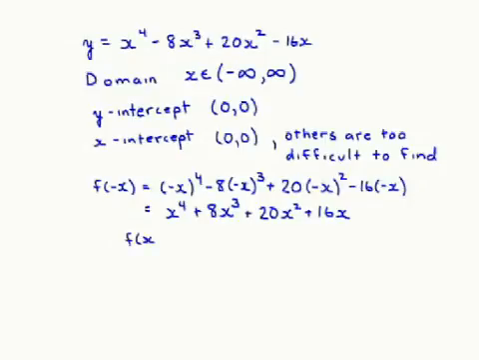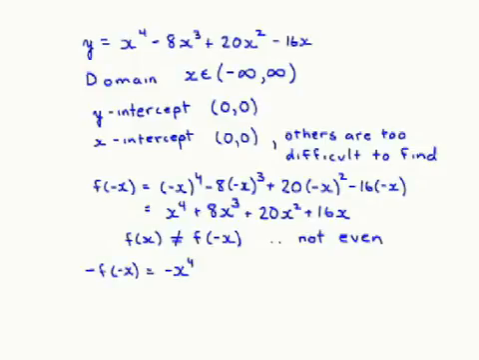So since f of x does not equal f of negative x, it is not even. Well, then we have to check if it's odd. To be odd, f of x has to equal negative f of negative x. So I merely take the answer for f of negative x that I previously worked out and multiply everything by negative 1 so that I obtain negative f of negative x. And I find that negative f of negative x is equal to negative x to the 4 minus 8x cubed minus 20x squared minus 16x. This is not equal to f of x. Therefore, the function is not odd.